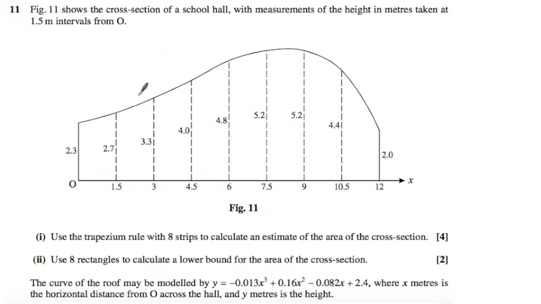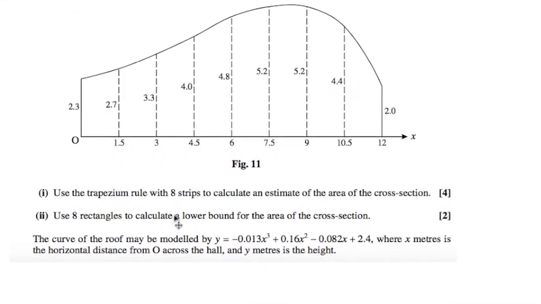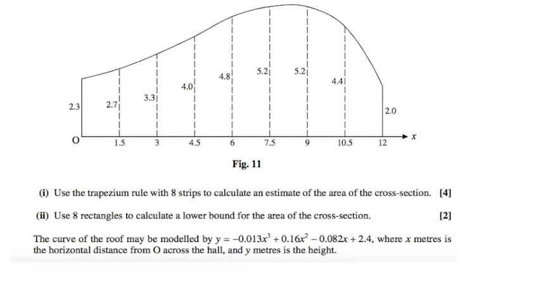Right, question 11. Figure 11 shows a cross-section of a school hall with measurements of the height in metres taken at 1.5 metre intervals from O. Use the trapezium rule with 8 strips to calculate an estimate of the area of the cross-section. Okay, so remember you do have the trapezium rule in your formula books.